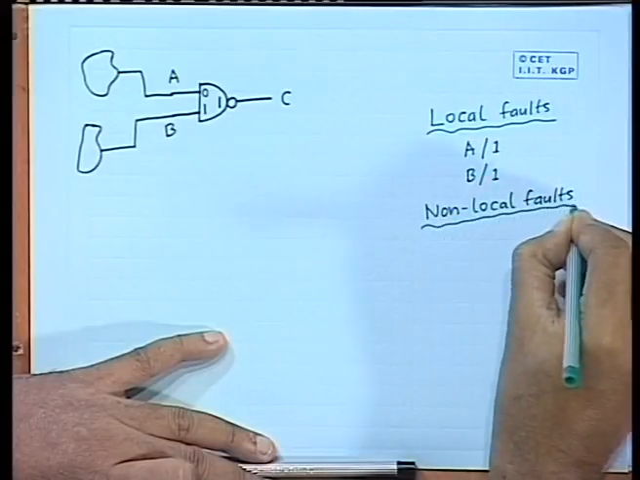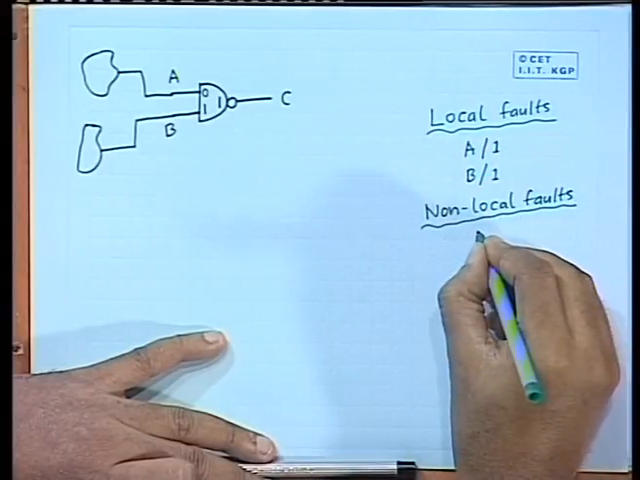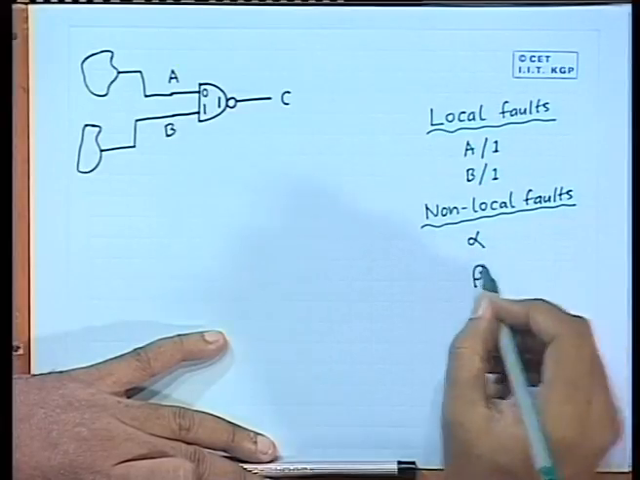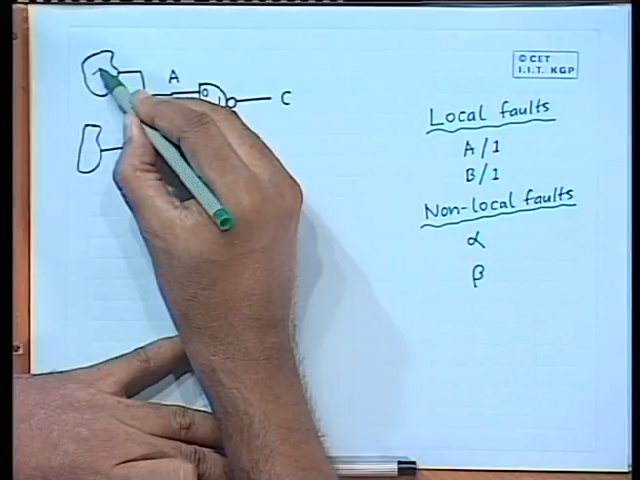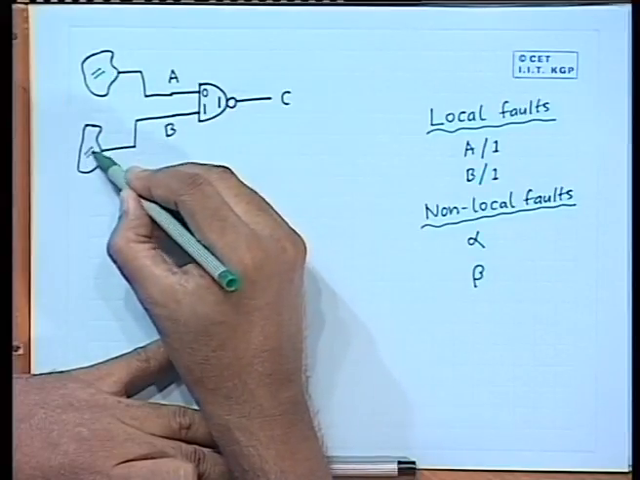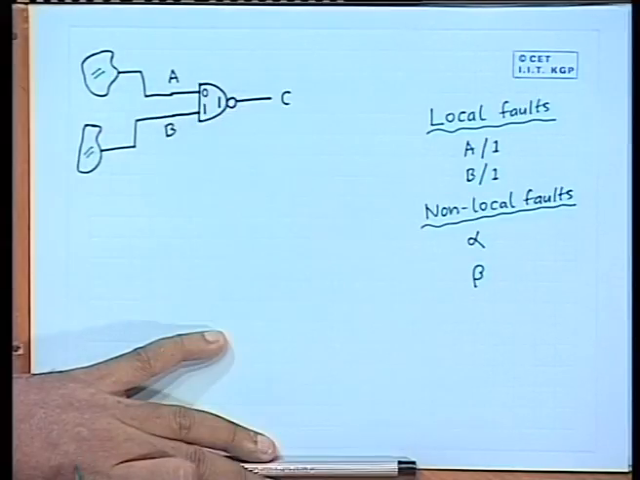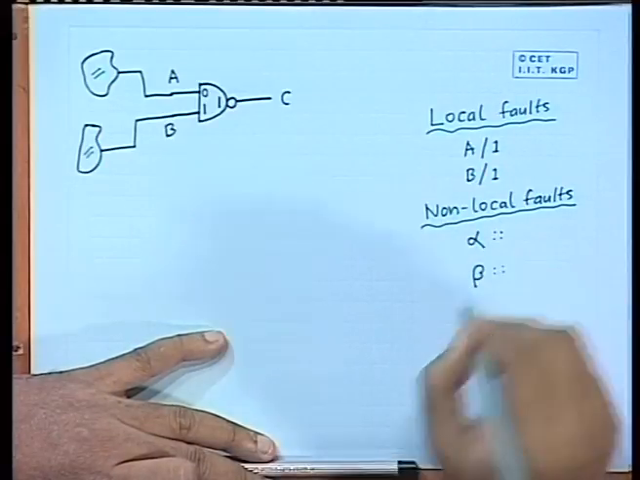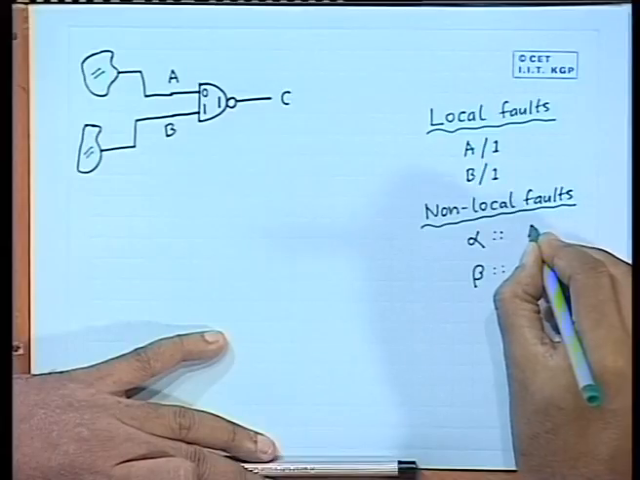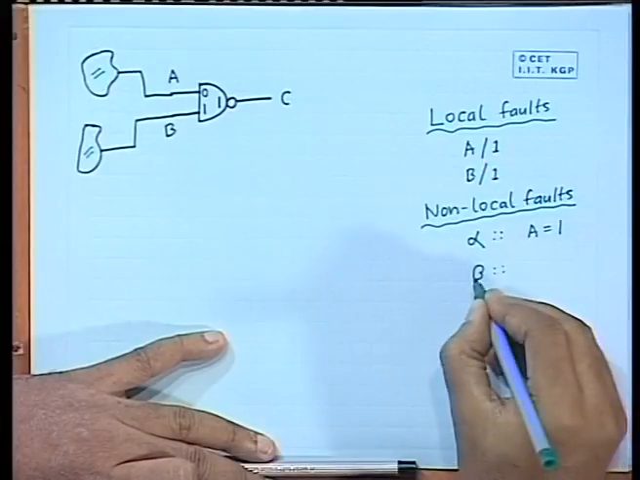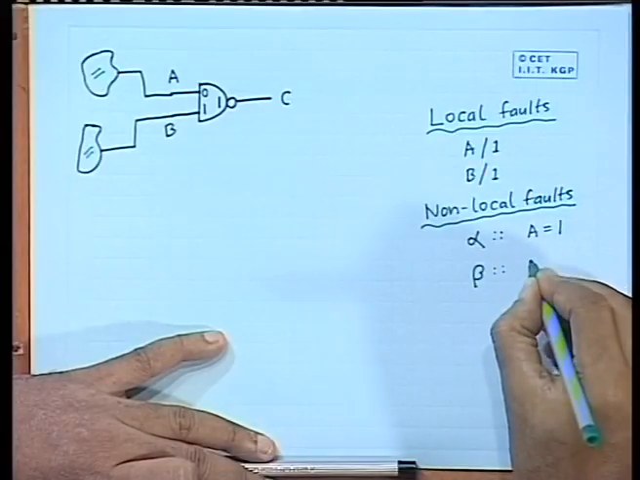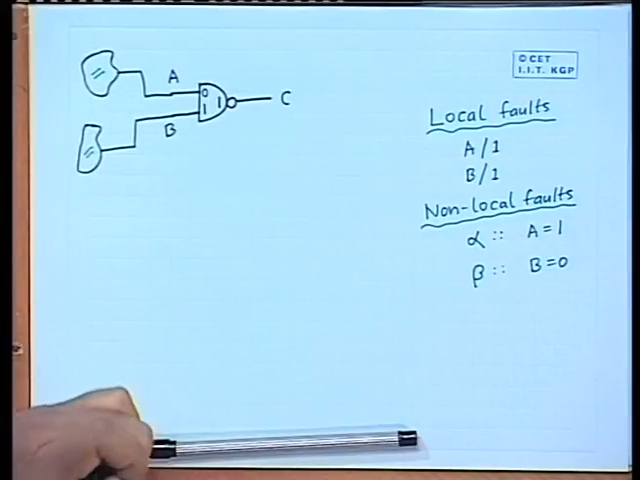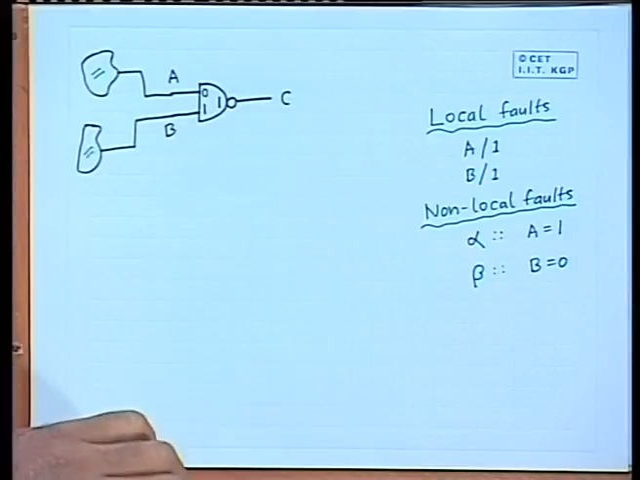These non-local faults, let us just give them some names, alpha and beta. Actually, alpha and beta are faults which are taking place somewhere inside the sub-circuits which are feeding A and B. The net effect is that if the fault alpha takes place, the value of A becomes 1, and if the fault beta takes place, the value of B becomes 0. So, you remember this for the time being. Now, these are the 4 faults.